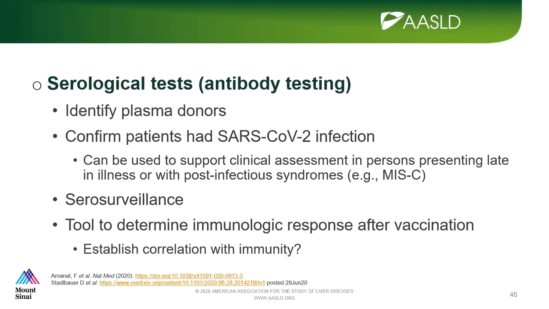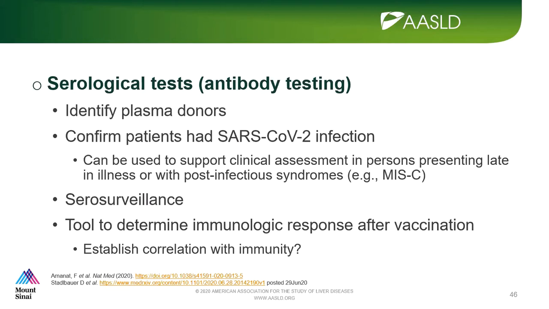Next slide. In terms of serologic testing, I think the jury is out about the role, and part of it is there's over 100 FDA EUA serologic tests that have been approved, but we think we can all agree that perhaps these are helpful in identifying potential plasma donors. Confirmed patients may have had SARS-CoV-2 infection, especially in the setting of not being able to test them. It can also be helpful to support a clinical assessment in persons presenting late in illness, where you might not want to do that BAL or sputum induction, or with post-infectious syndromes like multisystem inflammatory syndrome in children.